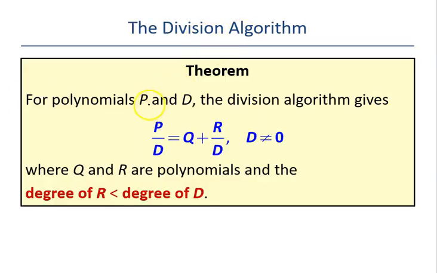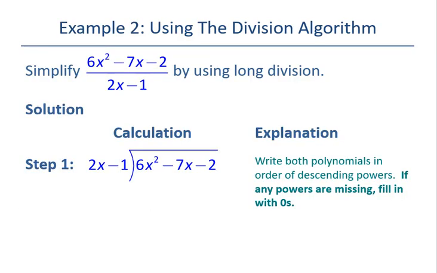So let's continue on here, and I'm going to show you what we mean by the division algorithm. For polynomials P and D, the division algorithm gives Q, that's the quotient, plus the remainder R over the denominator D, where the denominator cannot equal 0. Q and R are polynomials, and the degree of R is less than the degree of D. Okay, let's see what that means. Let's give us an example here. We're going to simplify 6x squared minus 7x minus 2 all over 2x minus 1 by using long division.